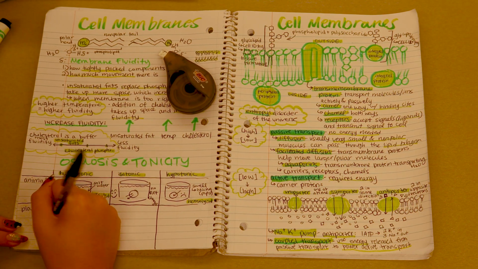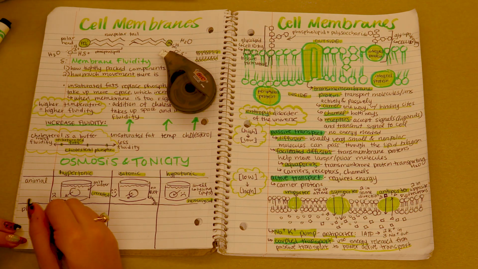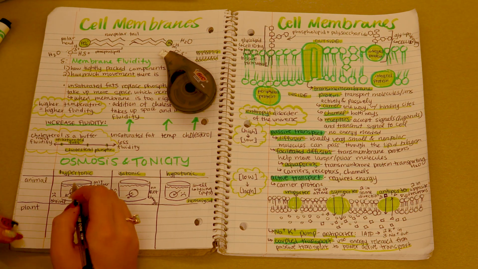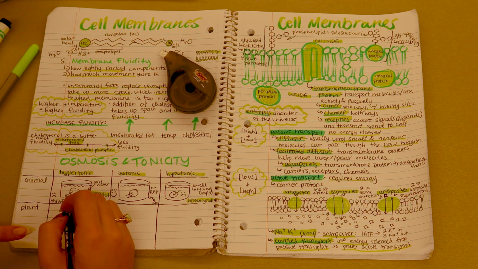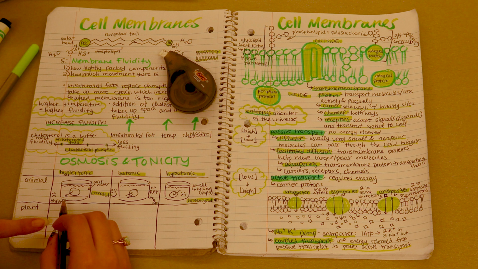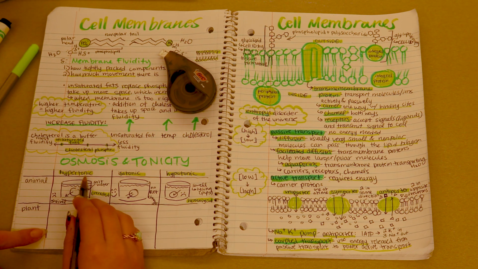This is our little divider here. Okay. What about a plant cell? Well, what's the difference between an animal and a plant cell? Well, we don't know too much right now. We're going to learn later. But a key difference is plants have a cell wall. So we're in the same environment where there's way more solute outside of the cell because it's hypertonic.